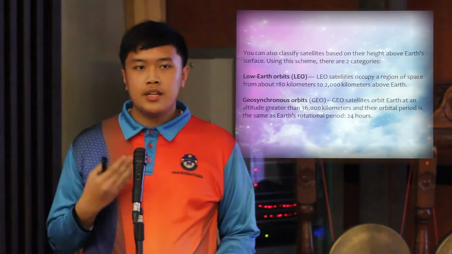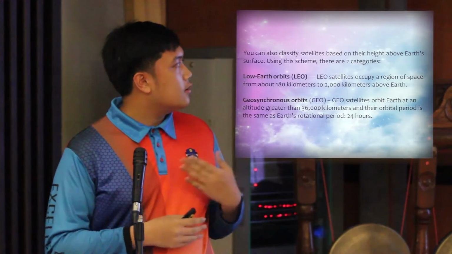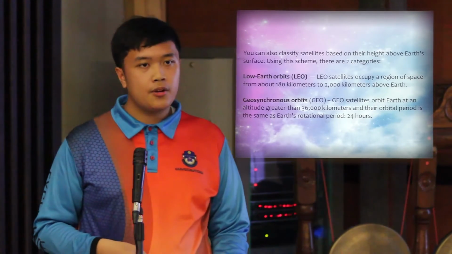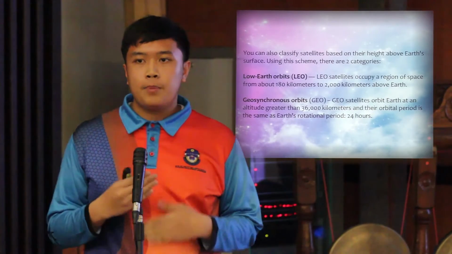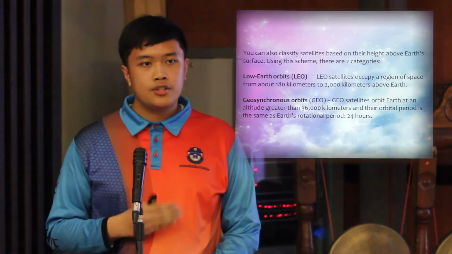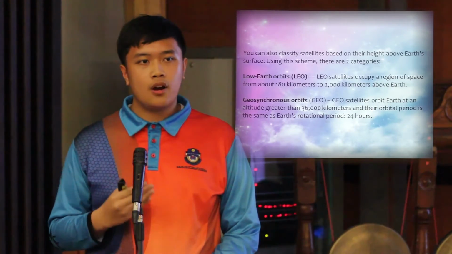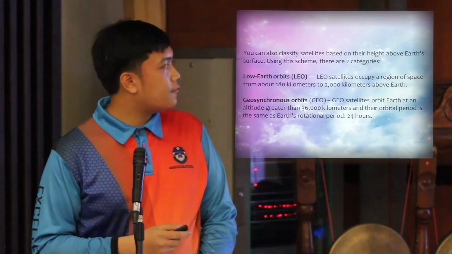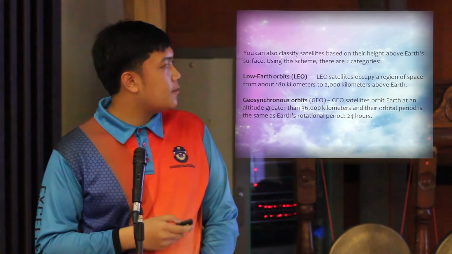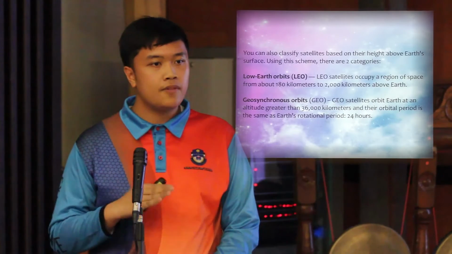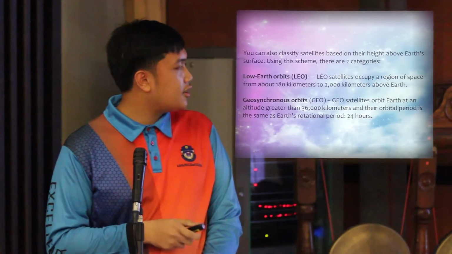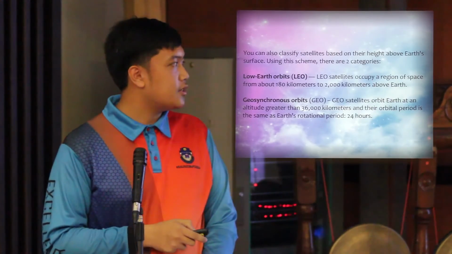Now, how do we classify satellites based on their heights above Earth's surface? Well, there are two categories to this. This basically refers to the position of the satellites themselves above the atmosphere of the Earth. So their position determines what type of data they transmit as well. So the first position is the low Earth orbits, in which they occupy a region of space from 180 kilometers to 2,000 kilometers above Earth. Whereas geosynchronous orbits operate at an altitude greater than 36,000 kilometers.